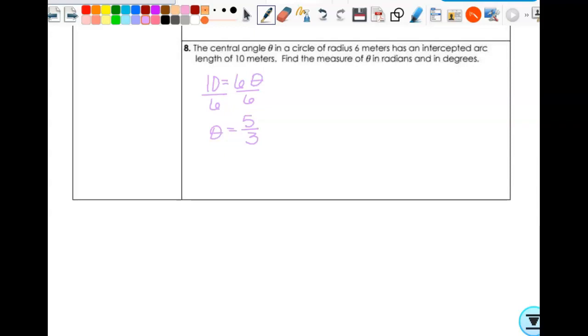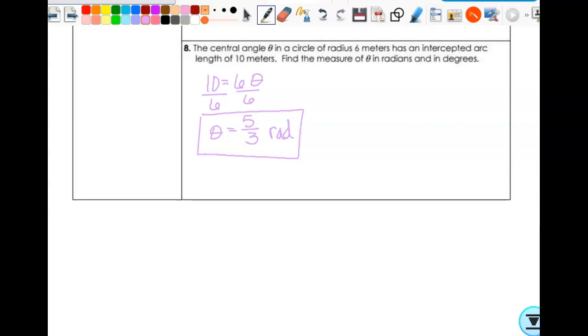What are the units on here? Radians. It says find the measure of theta in radians and in degrees. We use the radian formula. This is 5/3 radians. I'm not missing a pi because there wasn't pi in my answer. Okay? Like, that is it.